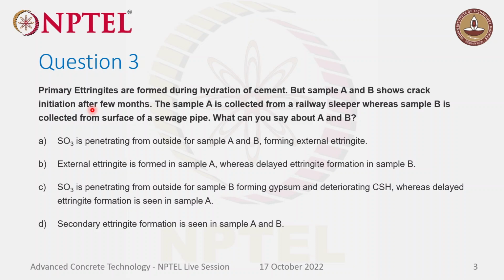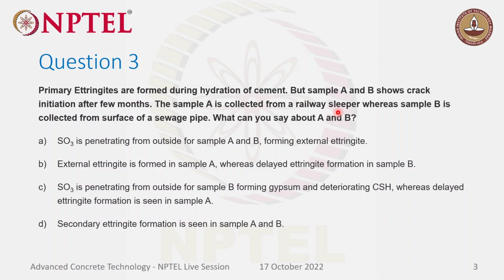I'm saying this here for understanding, but it's not clearly explained in the question. So they are saying sample A is collected from a railway sleeper, whereas sample B is collected from the surface of a sewage pipe. If it's a sewage pipe, you can expect what kind of reaction might happen there. Since you have already watched the durability videos, you can expect what kind of contaminants will be present in the sewage pipe.